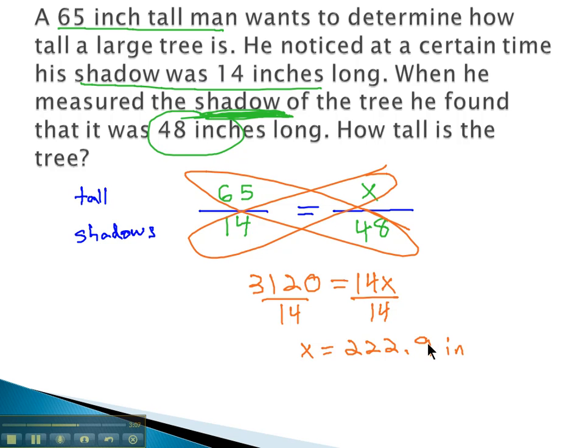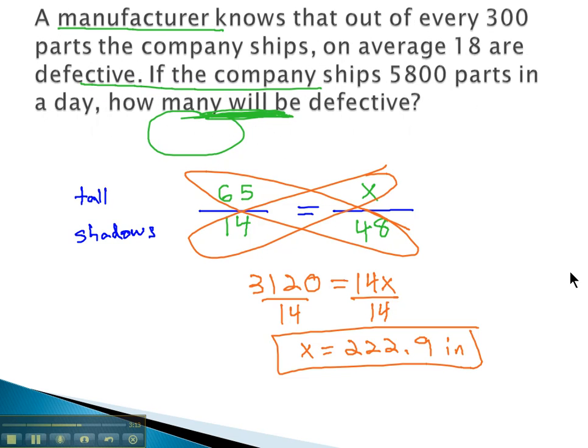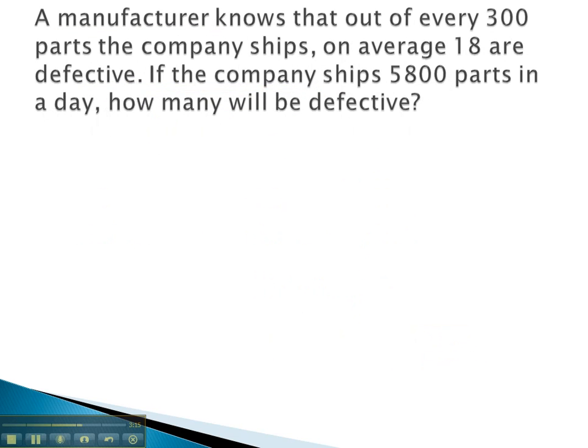Let's try another example where we're asked to use a proportion in order to solve a problem. Here we've got a manufacturer that knows that out of every 300 parts the company ships, 18 are defective. And they're shipping 5,800 parts. How many will be defective?